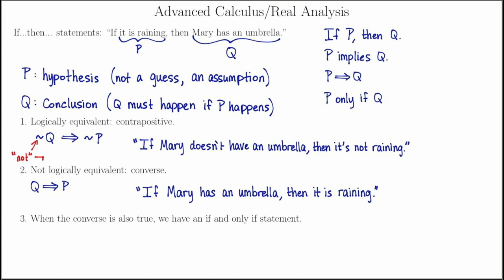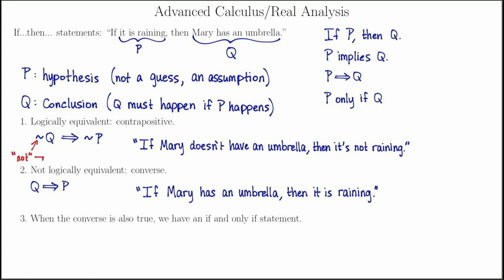Whether or not the converse is true here really depends on Mary. In this context, perhaps Mary is really good at understanding the weather, and so if you see her with an umbrella, it's because she knows it's raining. And this could be true. Or the converse might be false. Perhaps Mary always has an umbrella, even on a sunny day. So the converse may or may not be true compared to the original statement, and you would have to evaluate each mathematical converse on a case-by-case basis.